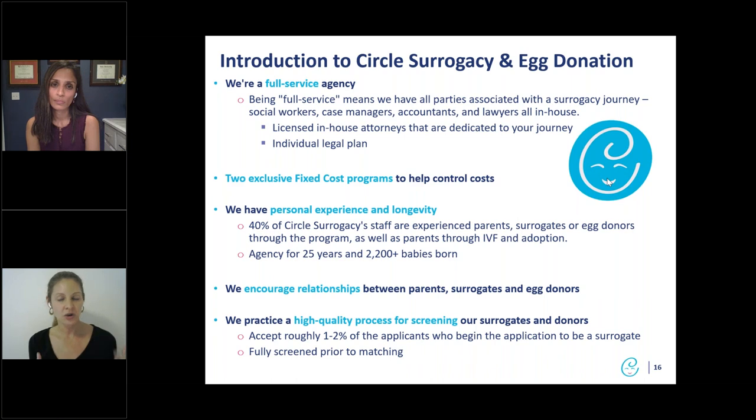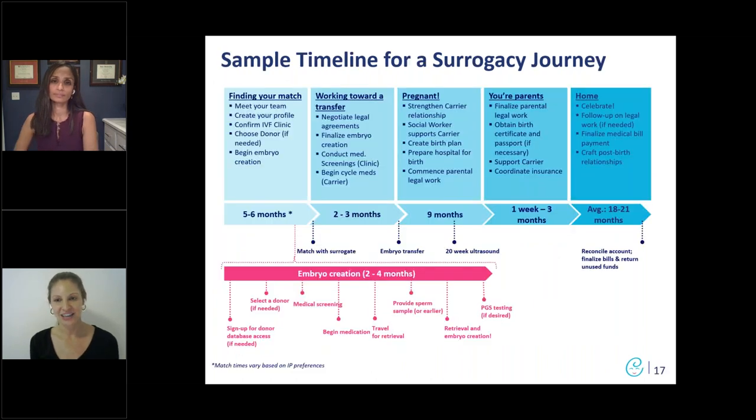So I'm just going to share a quick overview of what the process looks like to give you a little bit of background. And then you can always schedule more time to speak with us further. As you can see in this middle bar here, you can plan on your surrogacy journey taking about 18 to 21 months. I know that sounds like a long time, but there's a lot of big steps along the way. So the first is just finding your carrier match. At the moment, that takes about 5 or 6 months. We'll be looking for someone that's a perfect fit for you based on location, the relationship you want, personality, et cetera.